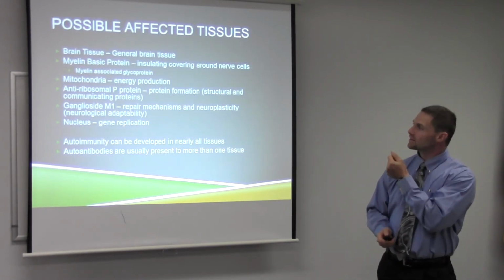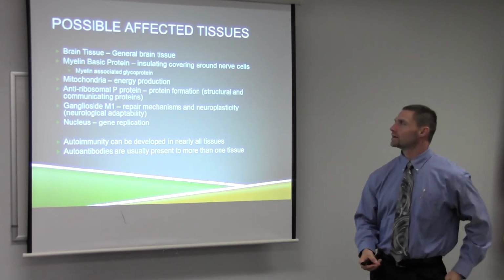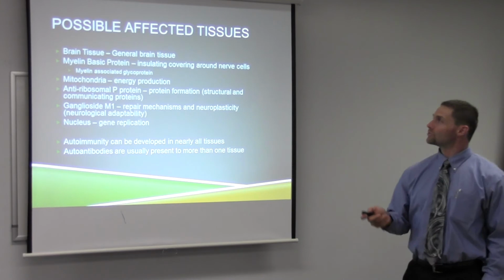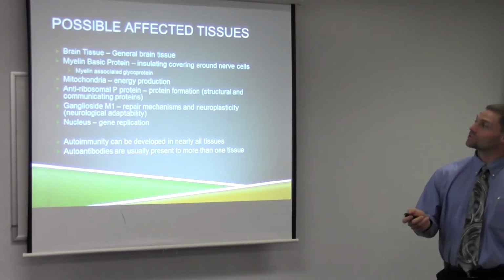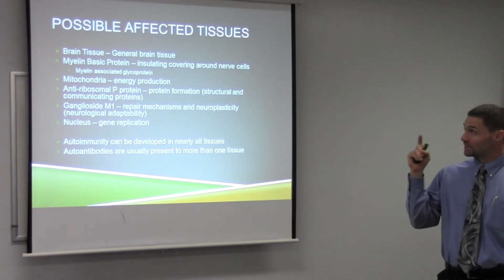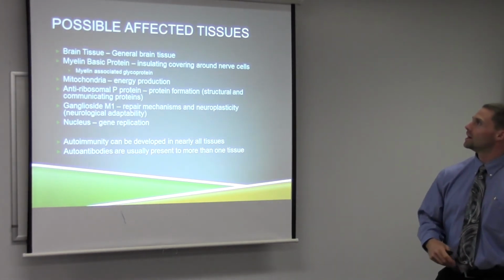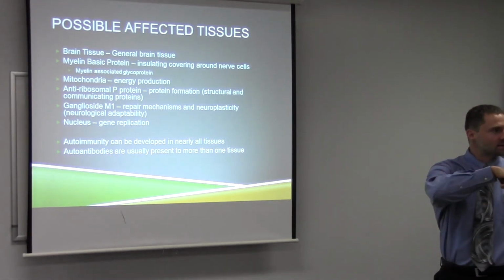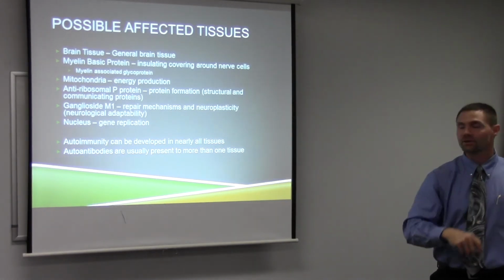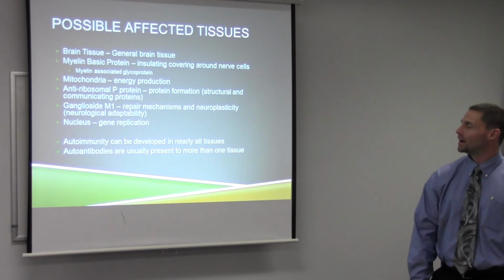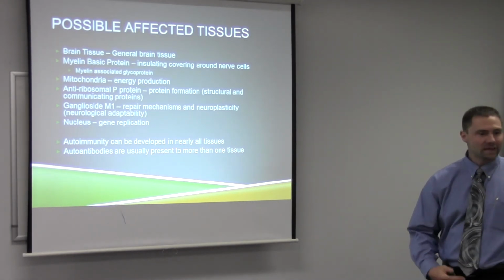And just so you guys can have a snapshot here of some of the things we've talked about all in one slide, these are the different antibodies as it relates to the neurological tissue that we had those studies for. So brain tissue in general, and then myelin basic protein, again, that's the insulative covering around the nerve tissue. The mitochondria, your energy production there. So if those aren't functional, energy production.